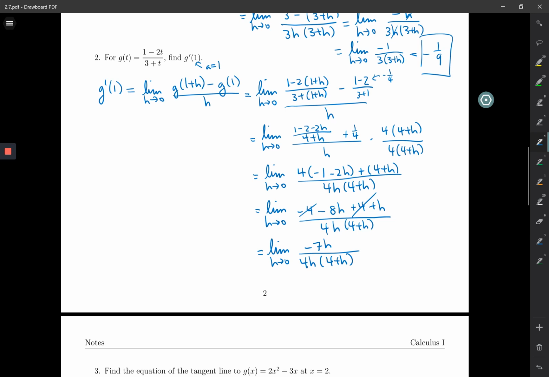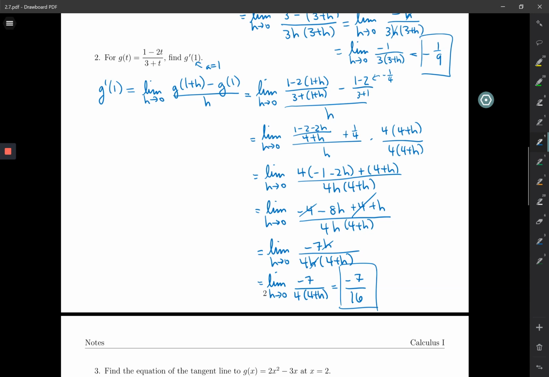And now we have an h in the numerator and an h in the denominator, so we can go ahead and cancel those, and then we'll be left with the limit as h goes to 0 of negative 7 over 4 plus 4h. And now if we plug in 0, we don't get 0 in the denominator, and we'll just get negative 7 over 16. Okay, so that's going to be our answer, right?